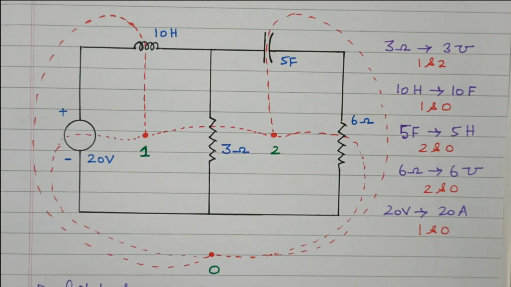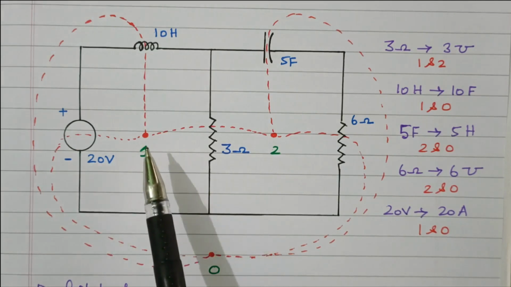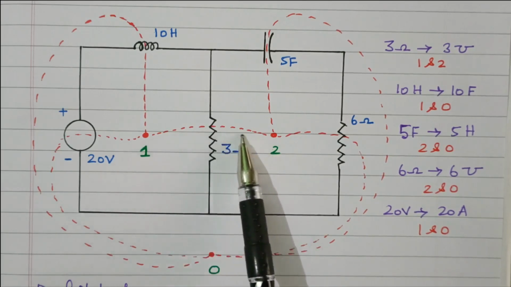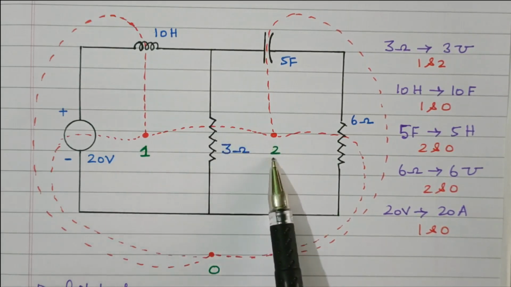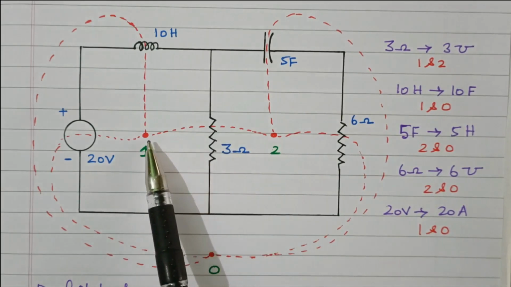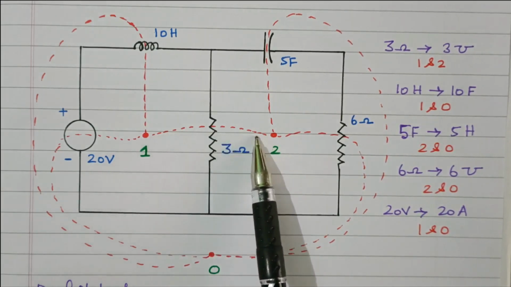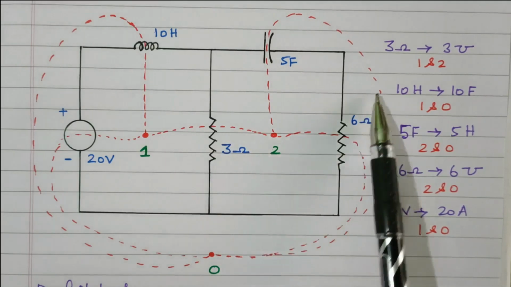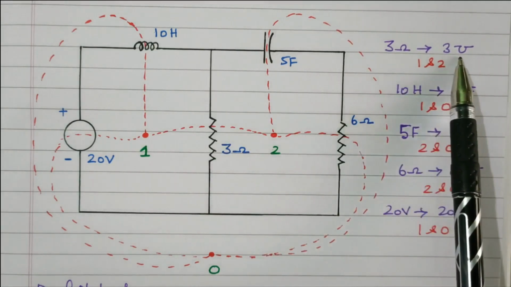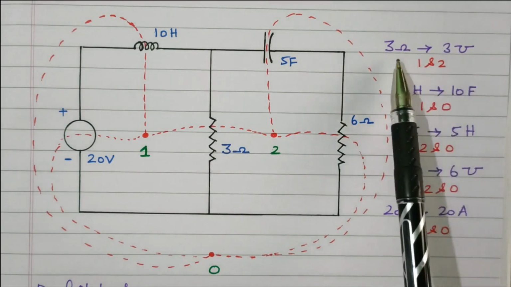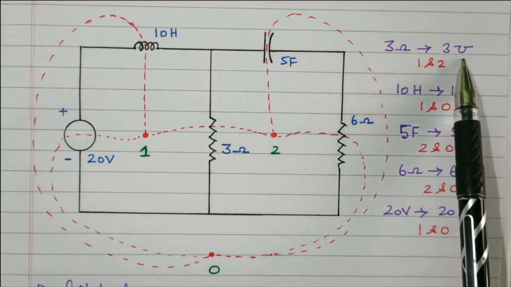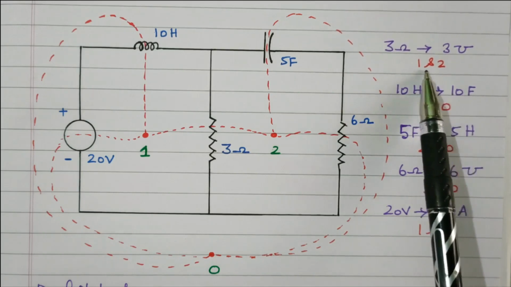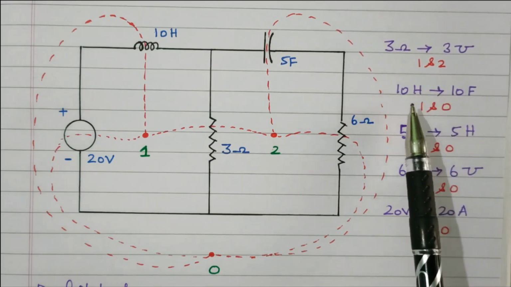Now we need to connect all the dots. First we will connect dots 1 and 2 through the 3 ohm resistor. So between 1 and 2, the 3 ohm resistor is connected by the dotted line. This is nothing but a dual network. Now this 3 ohm is converted into 3 mho conductance. Resistance is now converted into conductance. Ohm is converted to mho. It is connected between dots 1 and 2.